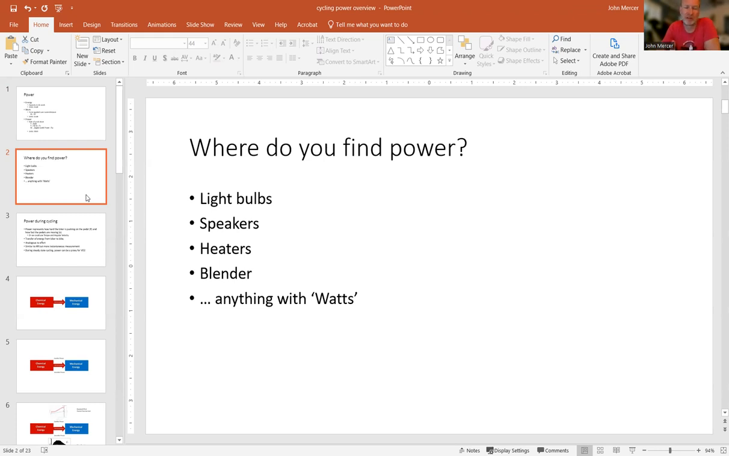Speakers. You go look at your speakers and look at the wattage rating on the speakers. What is that they're telling you? That's telling you how fast that speaker is transforming electrical energy to sound energy. And that's what we hear. More powerful speakers, bigger sound.